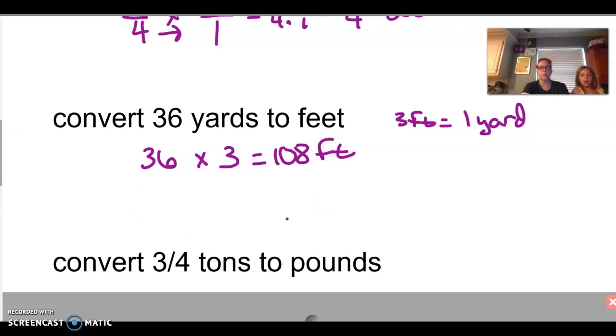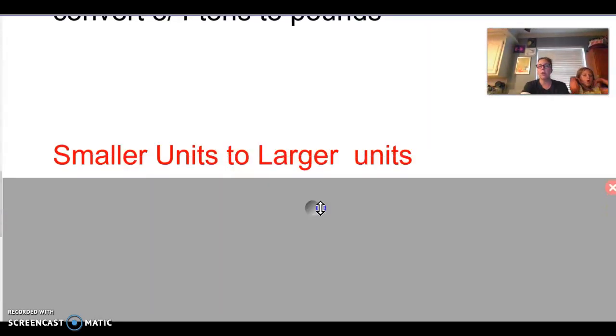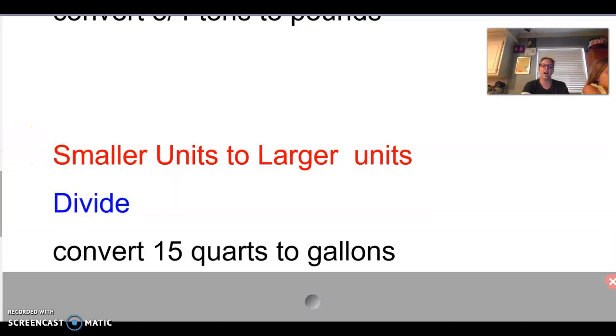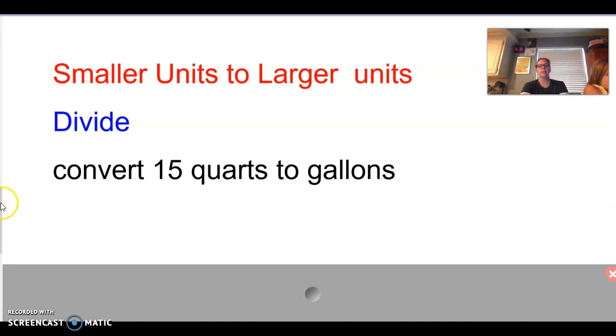I'm actually going to go on down. I think you're getting that. You multiply. So if we're going from smaller to larger, then we're going to divide. So 15 quarts to gallons.